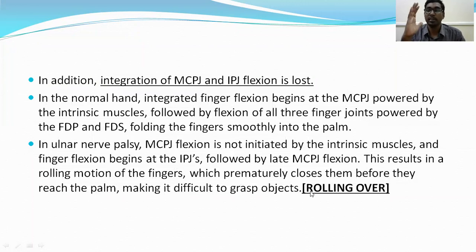So what do we do to flex the hand? We do it like this. We are doing first MCP joint flexion, and later we do like this. But in case of ulnar injury, the MCP joint flexion, which is done by the lumbricals, is lost. So the finger flexes first with the help of flexor digitorum profundus and so on, and we do like this, and this is called the rolling over motion of ulnar injury.